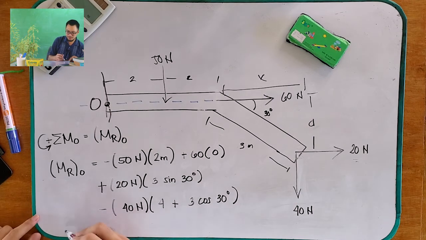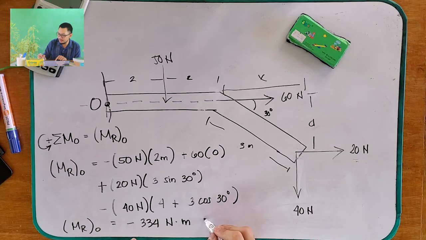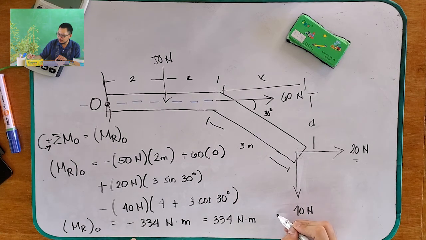So, therefore, your MR about point O is just equal to negative 334 Newton meter. This is negative. Why? Because it is rotating clockwise. Okay? So to make it positive, then all we have to do is 334 Newton meter clockwise.